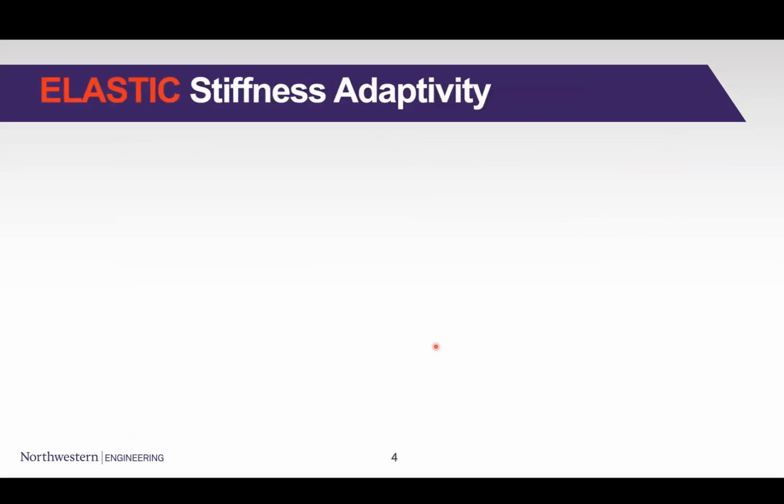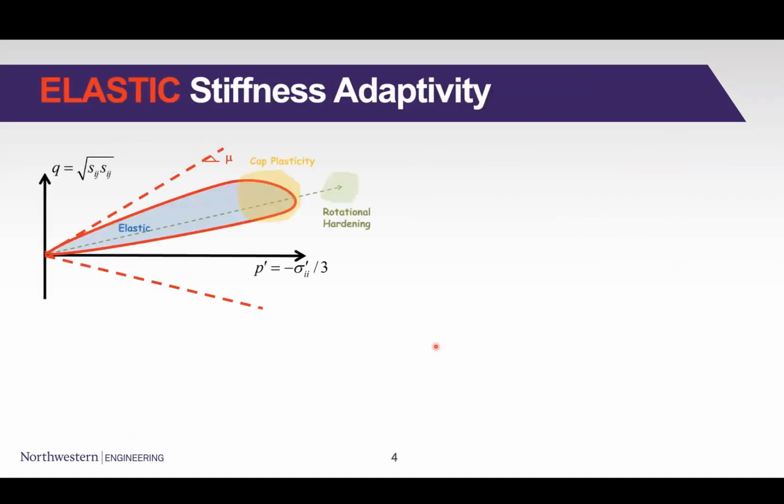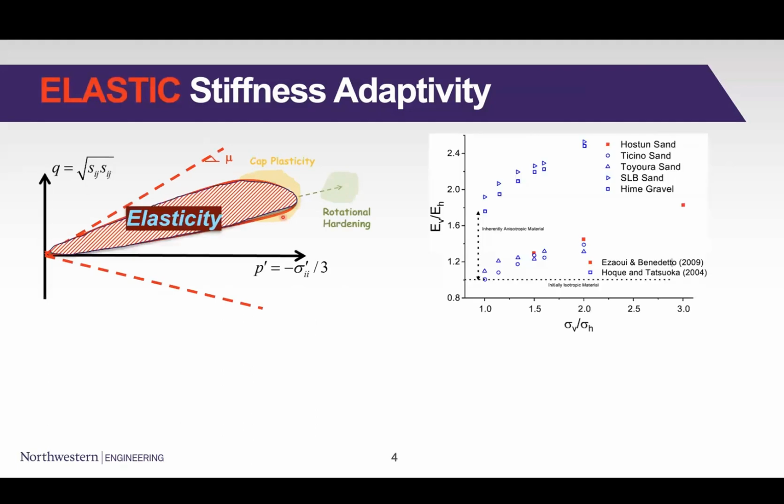In today's talk, I'll be talking more specifically about the elasticity that exists within granular materials. Granular materials so far have been modeled using frictional plasticity models and rotational hardening models, but very few people have spent time on understanding the elastic properties of these materials. And there lies a significant potential in elasticity in terms of elastic stiffness adaptivity. What do I mean by that?